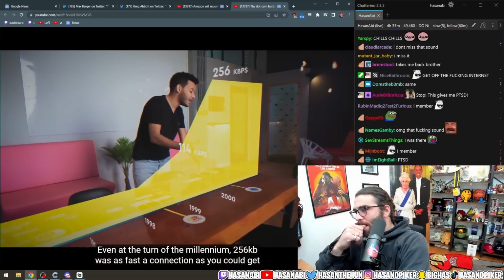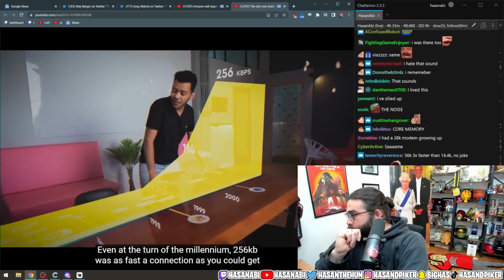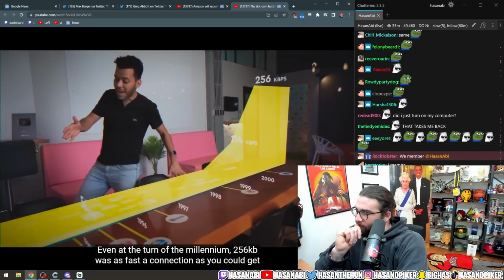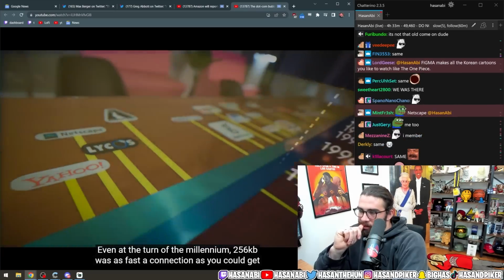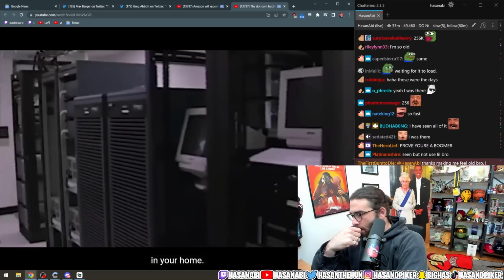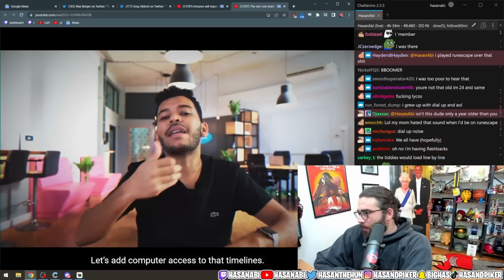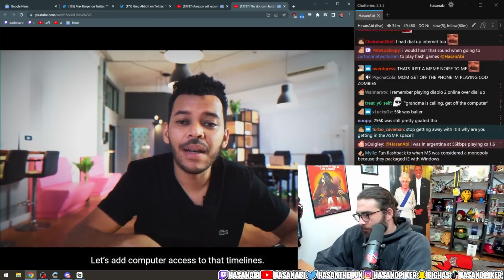But take a look at this. Even at the turn of the millennium, the fastest internet that you could get was 256K. When Amazon.com was released, average internet for US households was 56 kilobytes per second. That would take hours to load, man. And let's add computer access to that timeline.